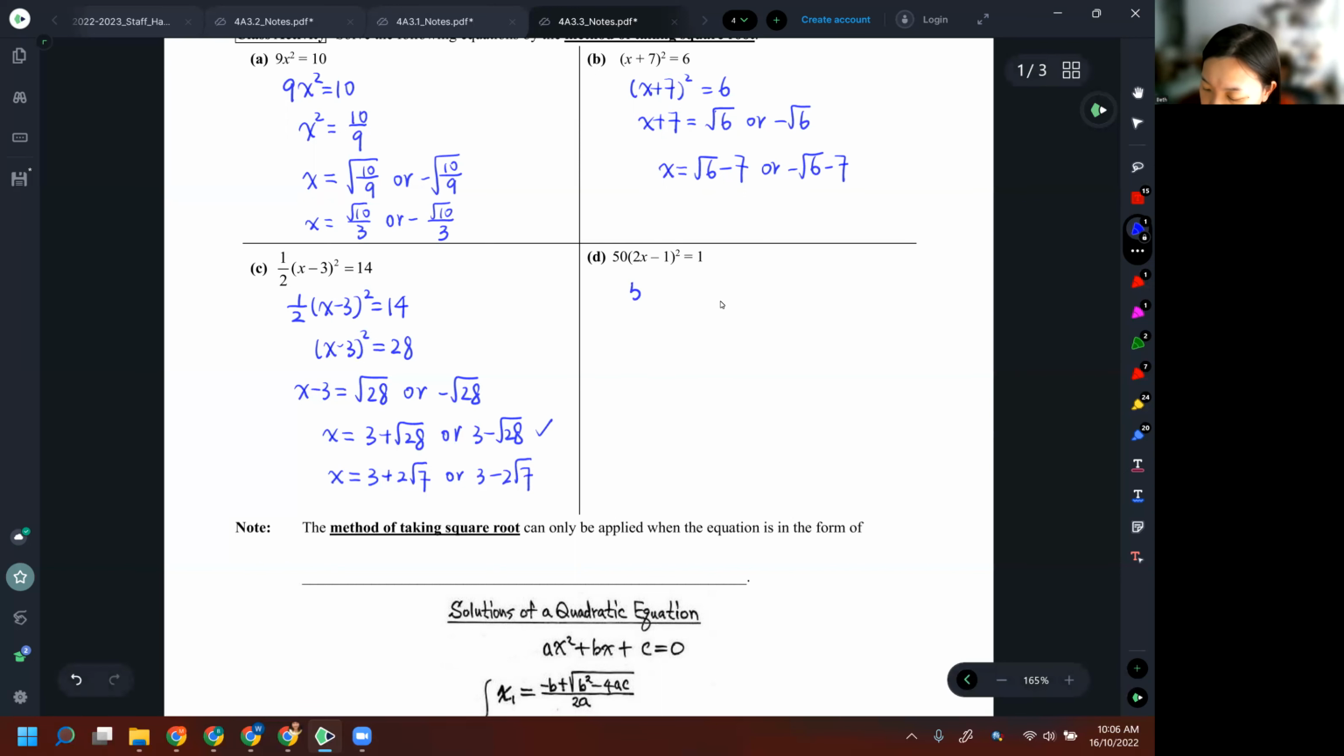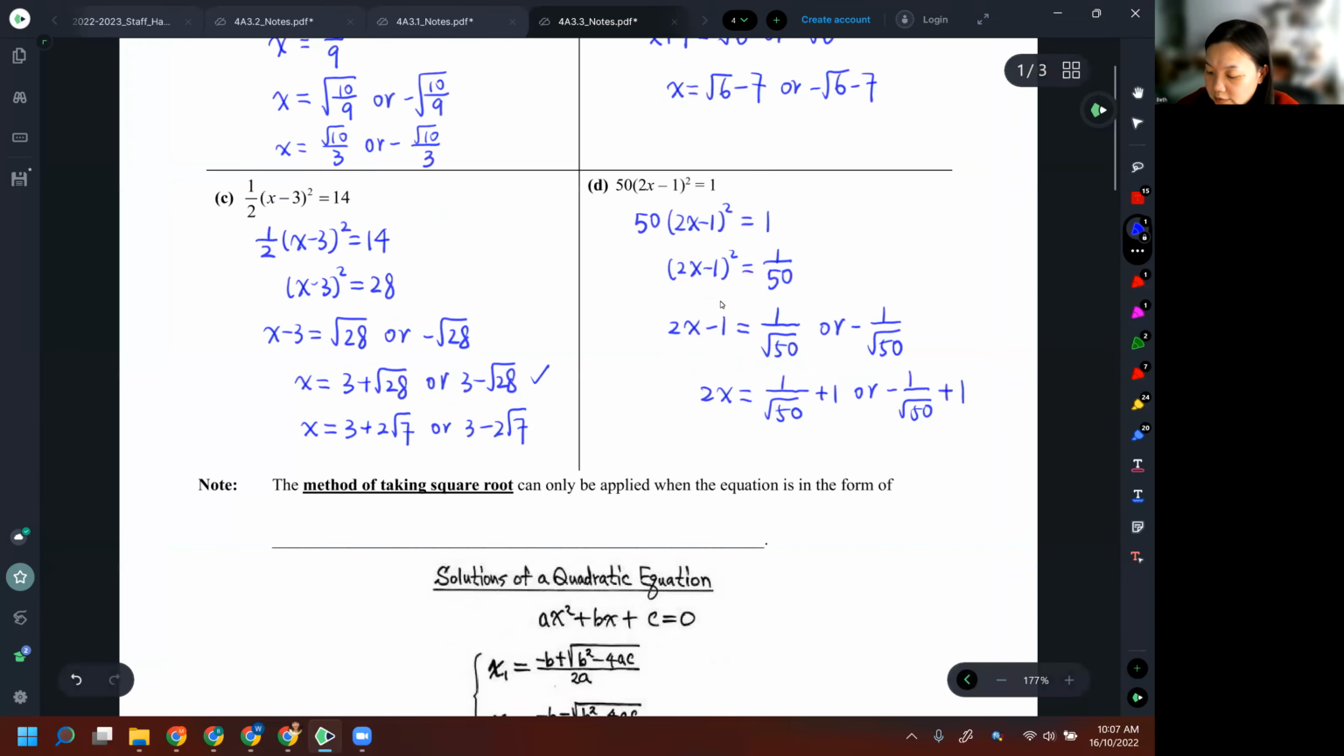D. You copy the equation. And then you keep the perfect square on the left. And then you take square root. Okay. And then you will find 2x. And then you will find x.